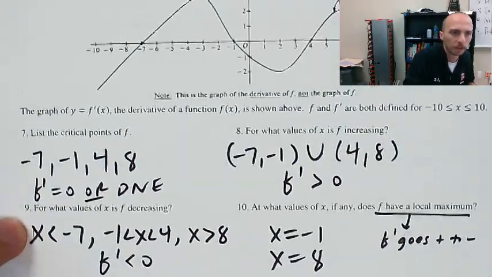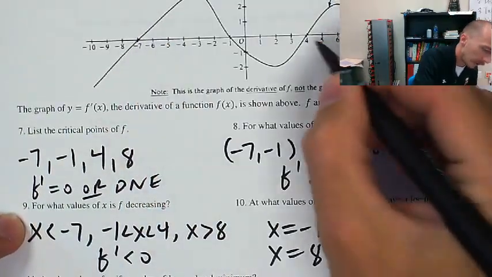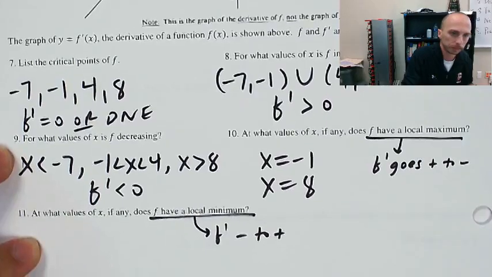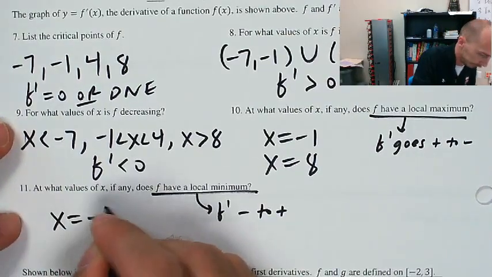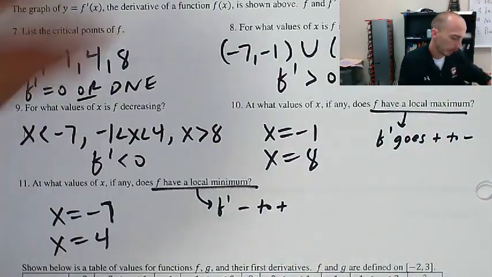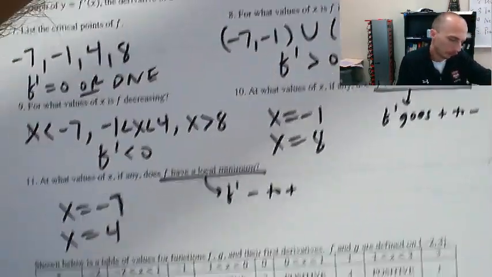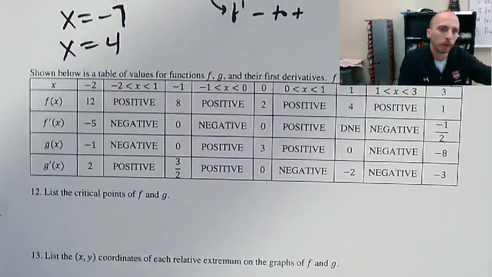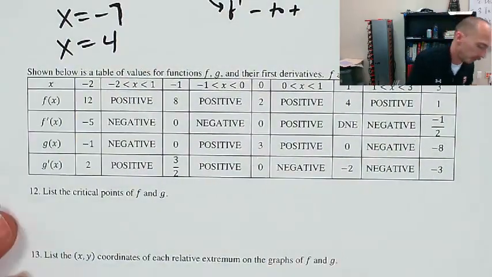Right? And so that looks like it's happening here and there at 4. Whoops. X equals 4. Okay, and that'll be all for that one. Okay, that went much quicker. Oh, right. List the critical points of f and g.